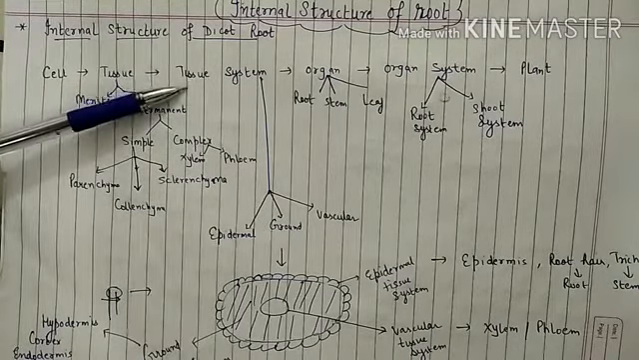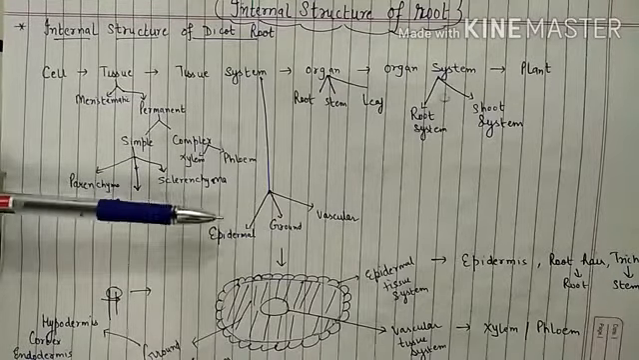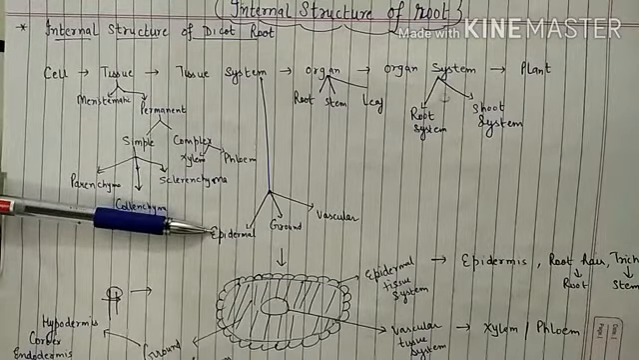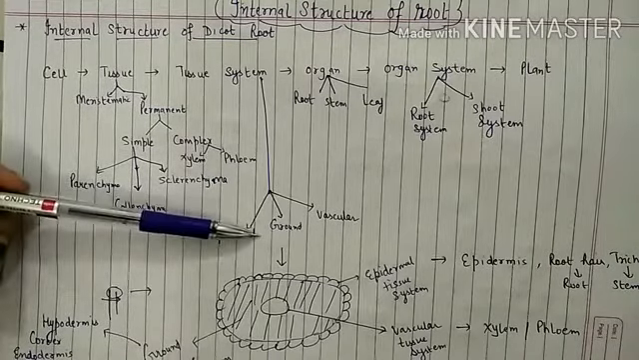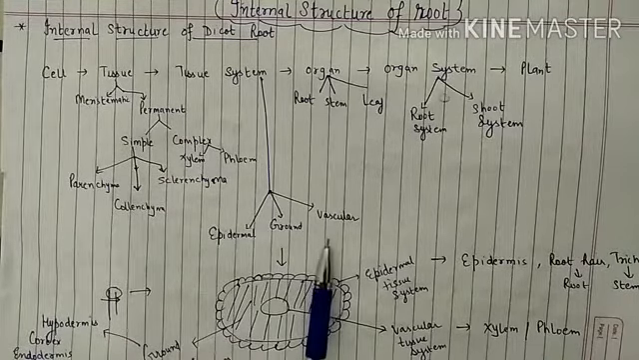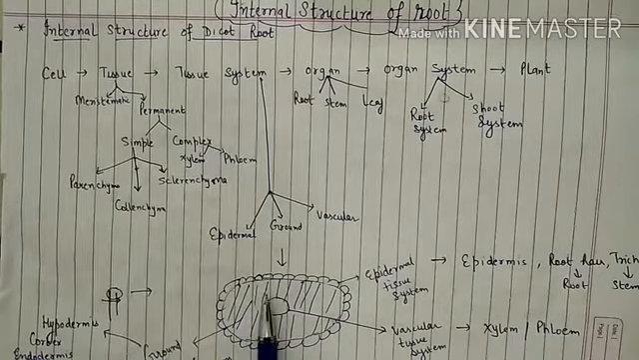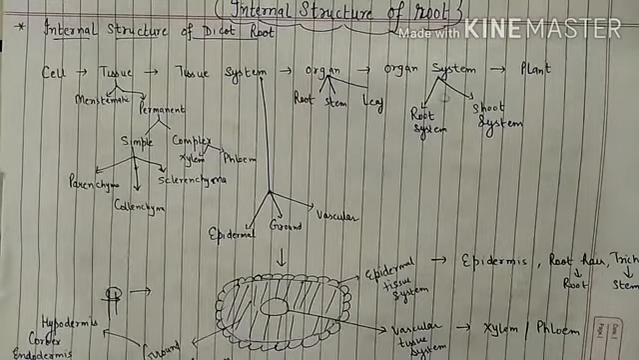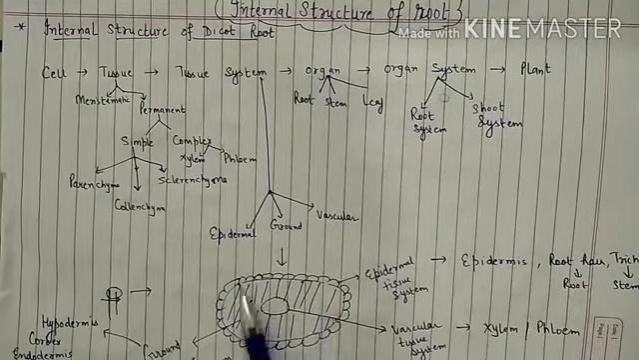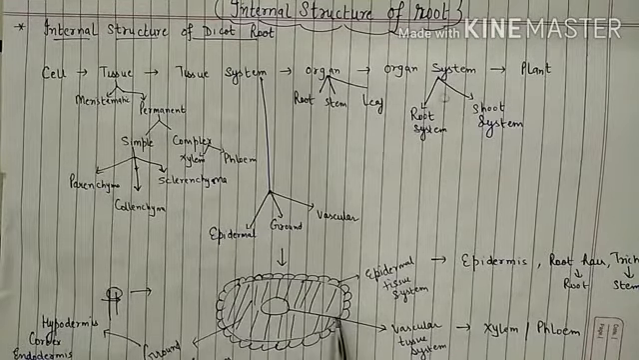A tissue system consists of one or more kinds of tissues. In plants there are three types of tissue system. First one is the epidermal tissue system, then the ground tissue system, then the vascular tissue system. The epidermal tissue system consists of the outermost layer of the plant. Suppose this is the structure of root or stem.